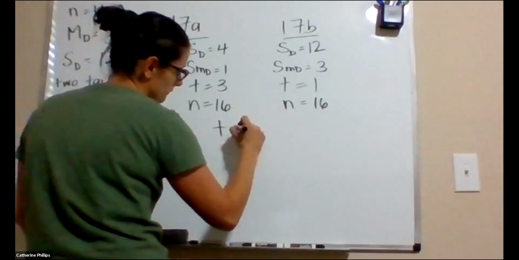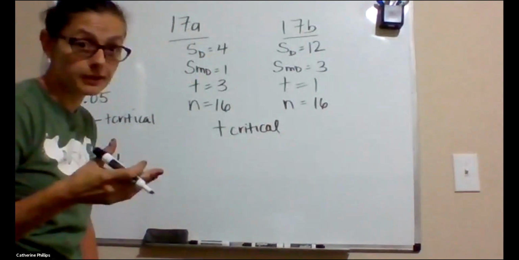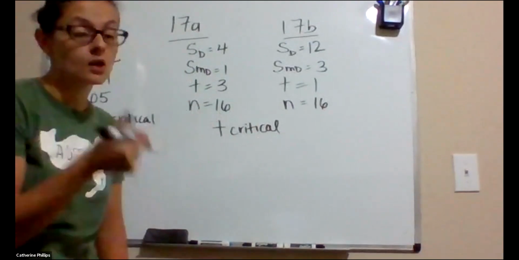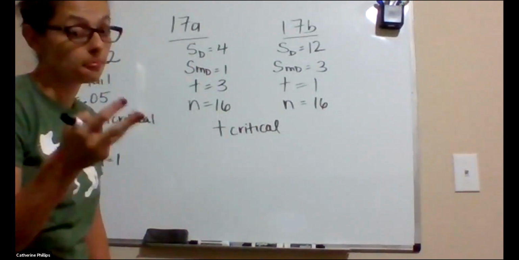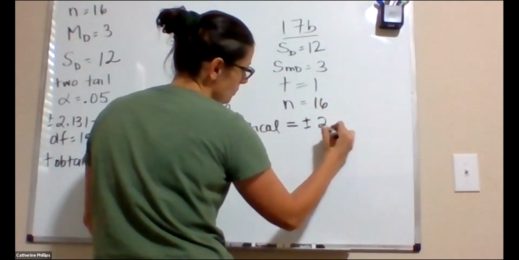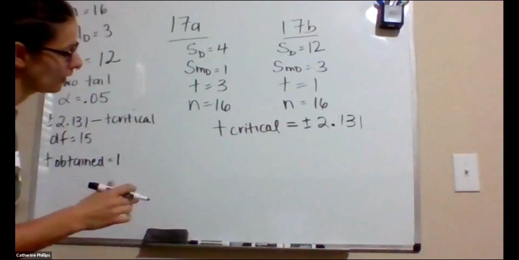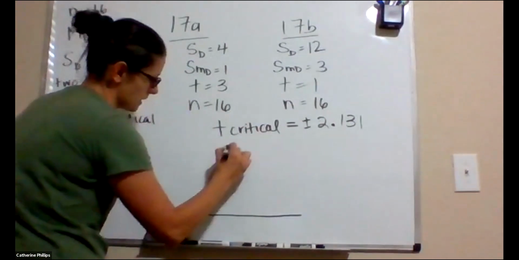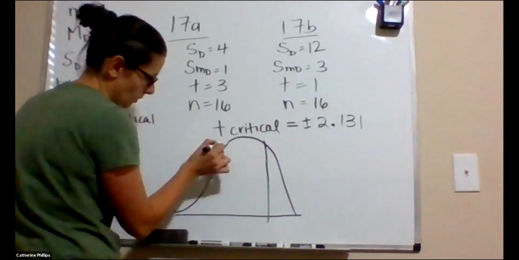The t critical, that depends on your degrees of freedom. Your degrees of freedom depends on the number of scores you have. That didn't change. It depends on 1 or 2 tail tests. That didn't change. And it depends on your alpha level. That didn't change. So our t critical for both of these was plus or minus 2.131. That didn't change. But what did change was the t. And the t went from being in the critical region to not.